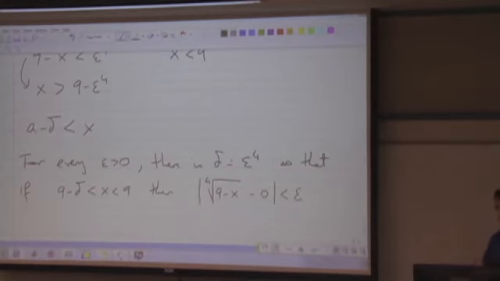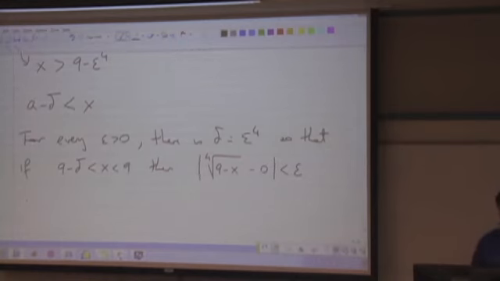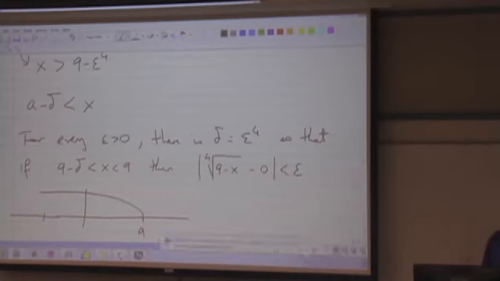Now, the only thing I should probably point out is why in the world are we actually looking at a side limit? And the answer is, this is my graph of the fourth root of 9 minus x, which means I can't talk about a right-hand limit because my function is not defined there. Yes?